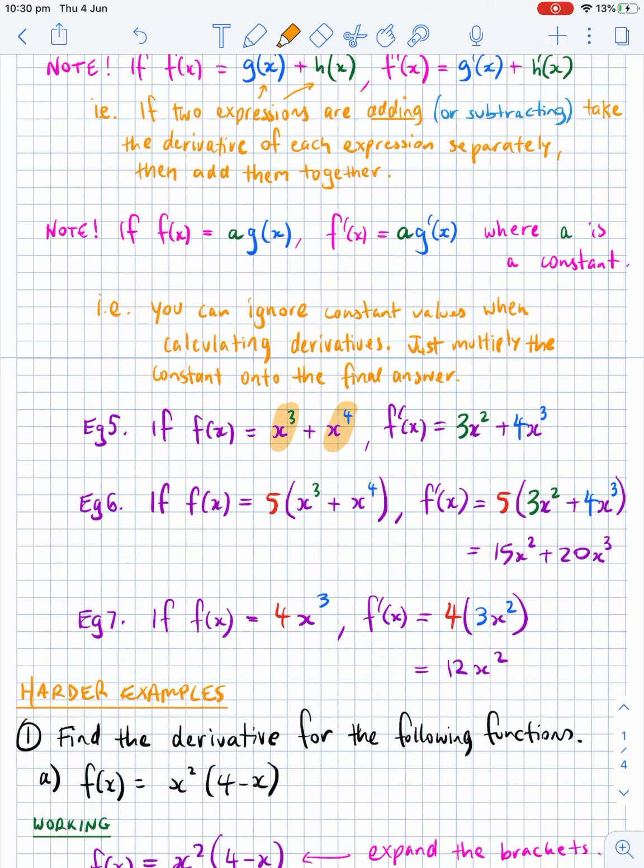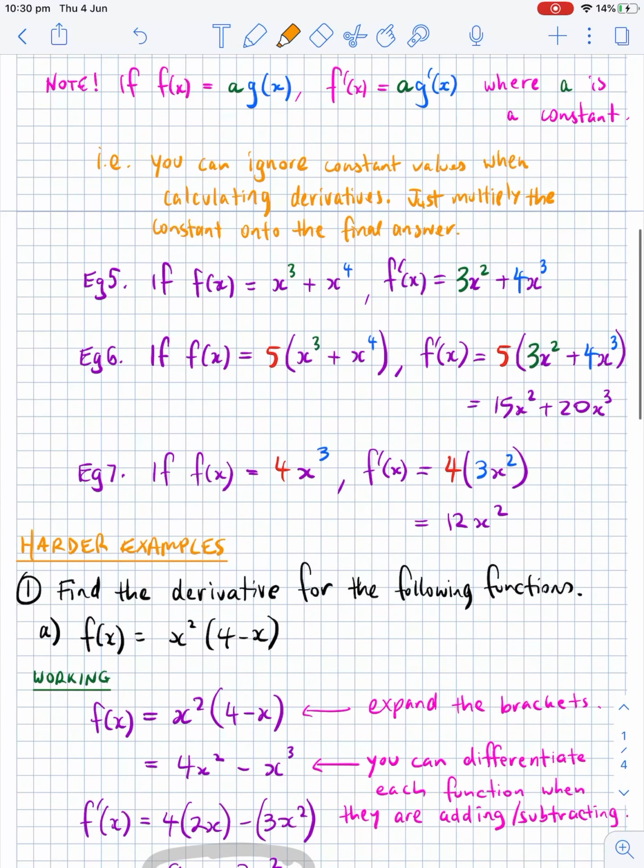Just differentiate both of them separately, because you've got this plus in between. Pluses are really nice for differentiation. So this one here becomes 3x squared, and this one here becomes 4x to the power of 3.